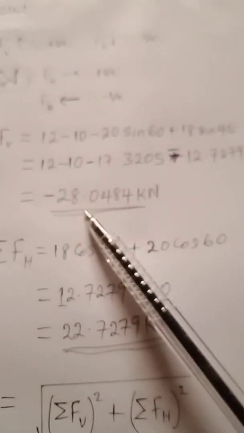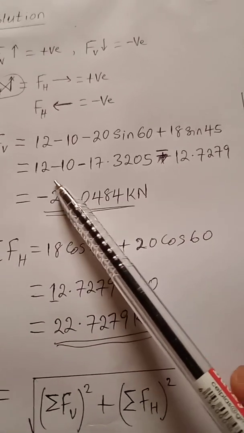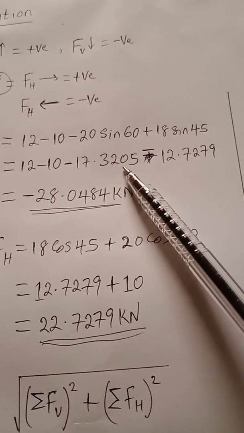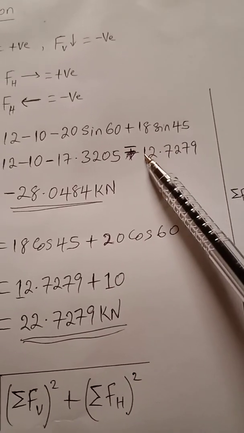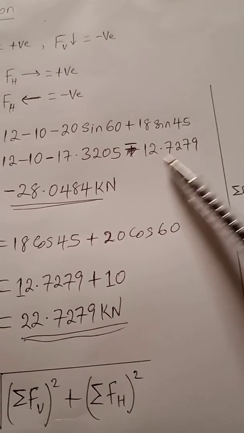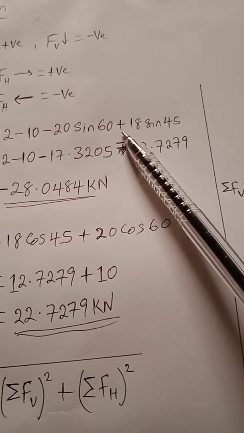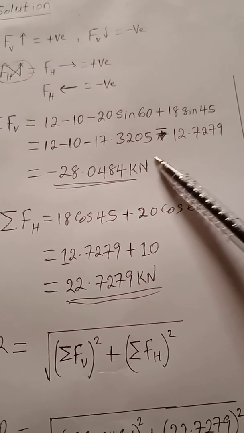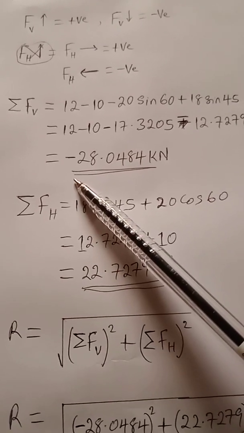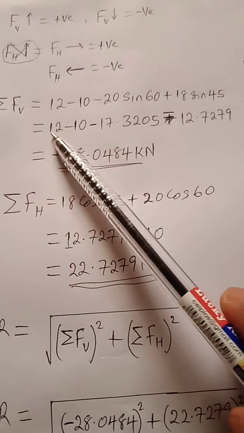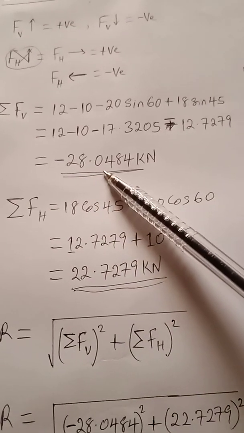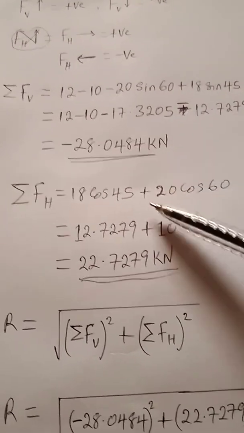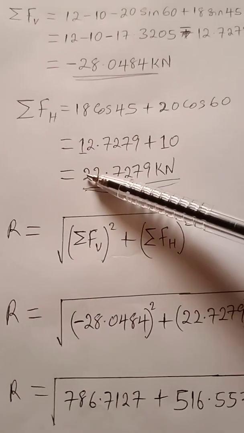So, finding their value, we have this to be 12 minus 10. 20 sine 60 is minus 17.3205, and this is going to give us minus 12.7279. Don't forget to change this to negative. It's a mistake. So when you add the whole values together, our sum of vertical force is going to be minus 28.0484 kilonewton.